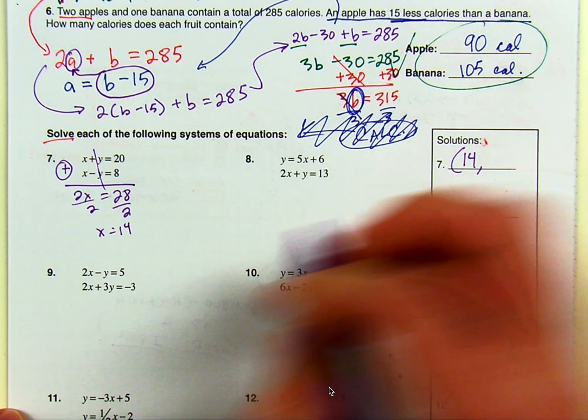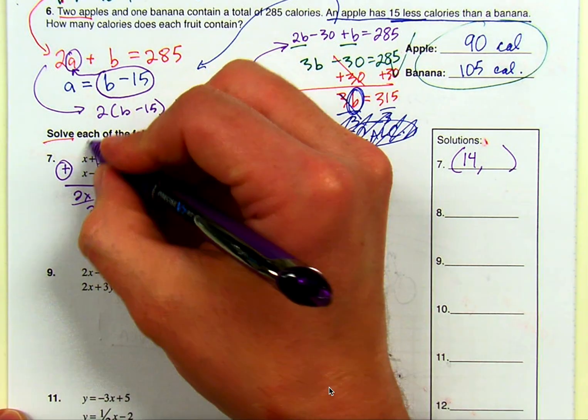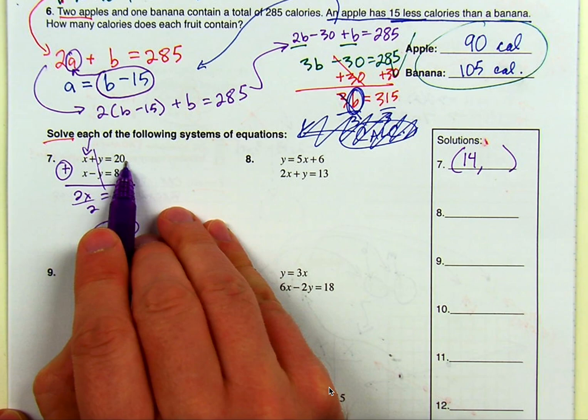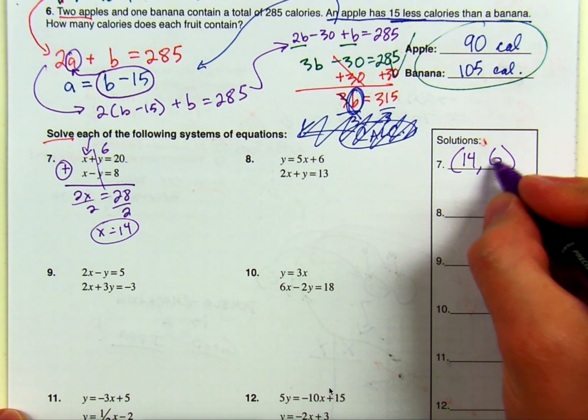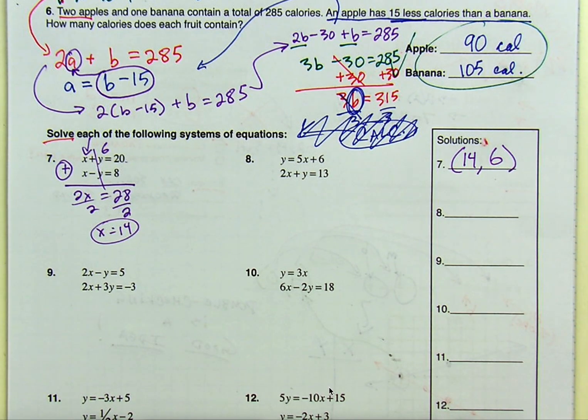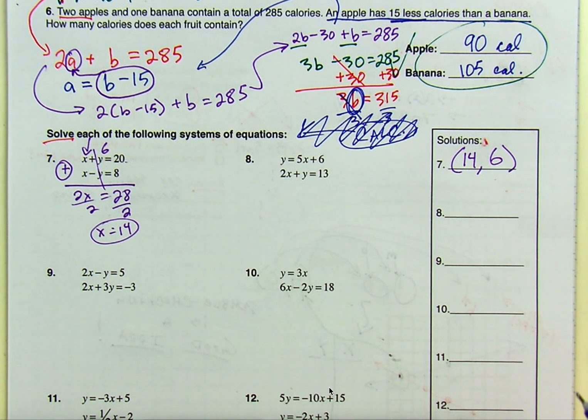So I know half of my answer for number 7 is 14. That's the x part. Now I've got to figure out y. Oh, well, if x is 14 and it adds up to 20, y must be 6, right? 14 plus 6 equals 20. Boom, just logic, right? Yay for elimination method. No problemo. Number 8, I don't think we can do elimination. It's not lined up right. So I'm going to do substitution.